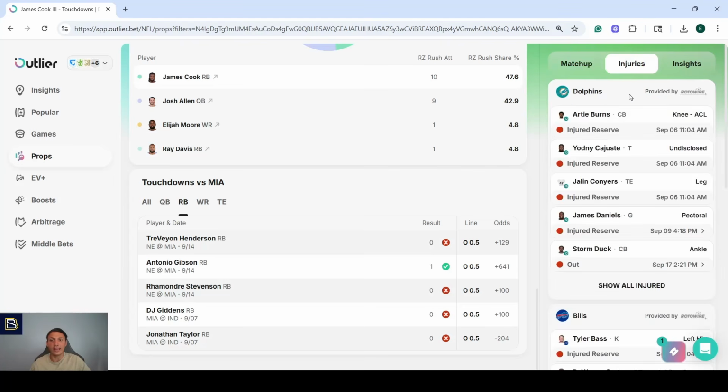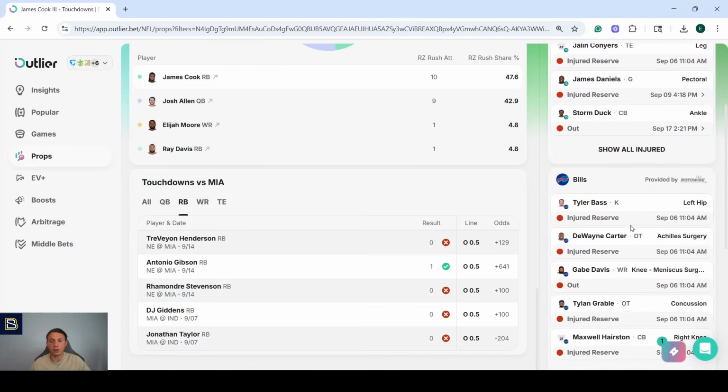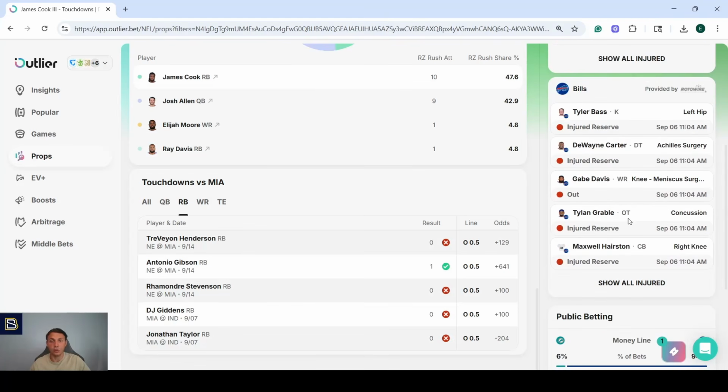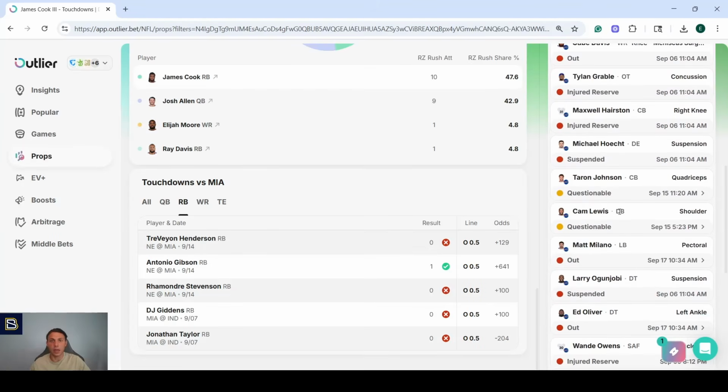Then you can also check on injuries to see if there's anything that might make your player more inclined to score a touchdown or have fewer opportunities because maybe somebody is coming back from an injury.